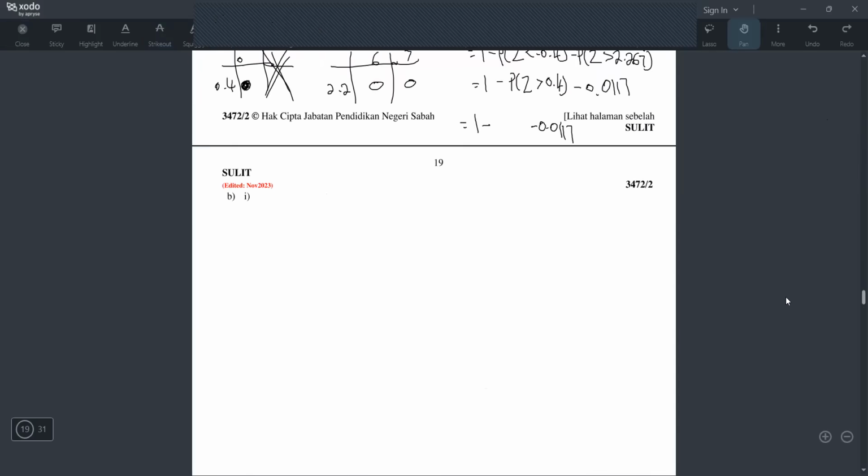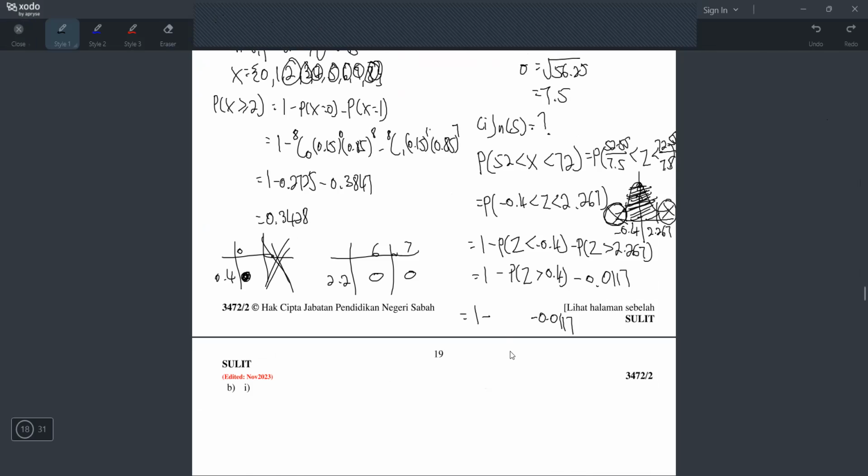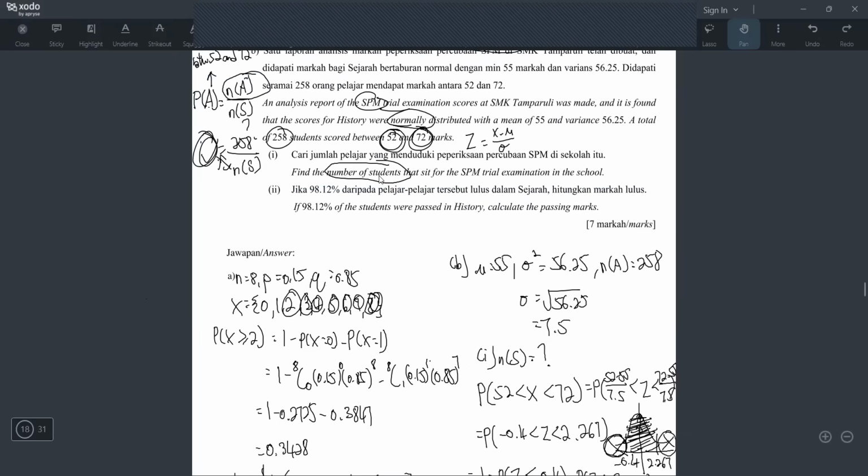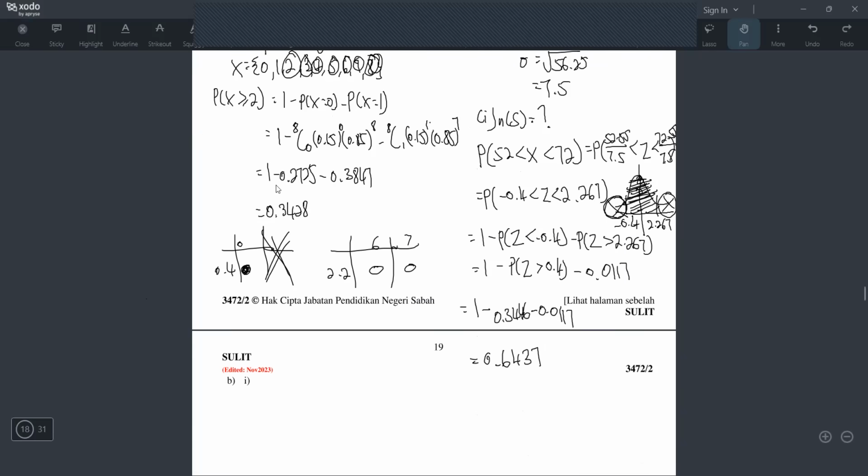So let's go down here. 0.3446. So remember, now you can take 1 minus 0.3446 minus 0.0117. Okay, my calculator gives me 0.6437. But is this your final answer? No. Because if you paid attention just now, I already told you what they want now. Number of students that sit for the SPM trial. Do you know what this is? This is not even a number. This is the probability of students that scored between 52 and 72 marks.